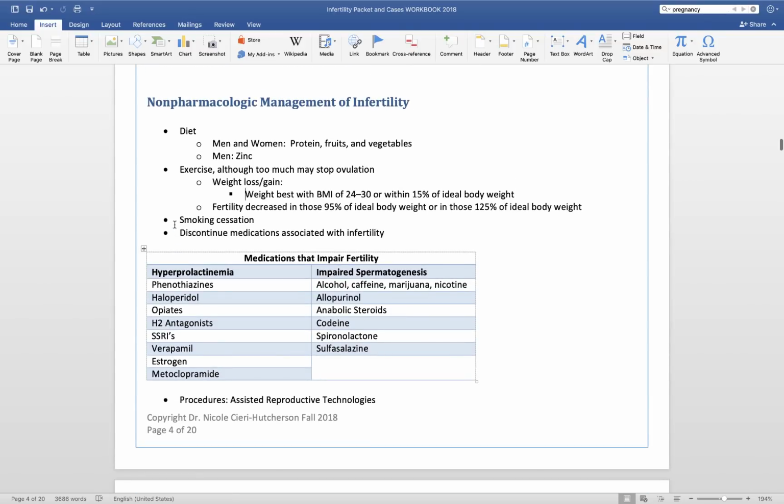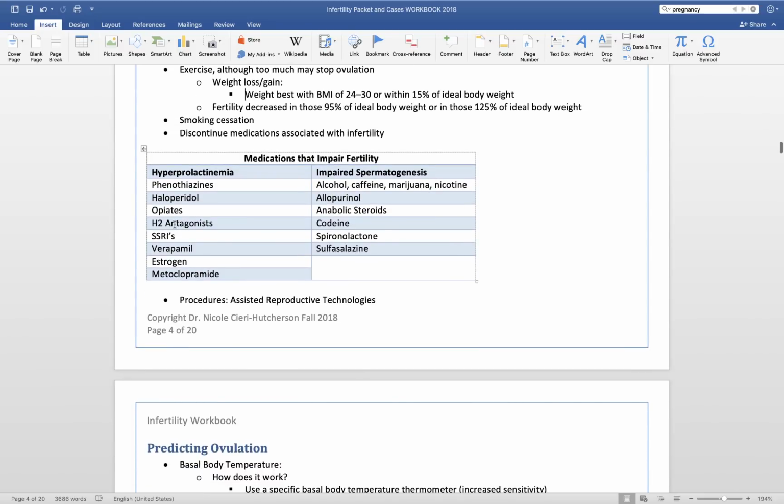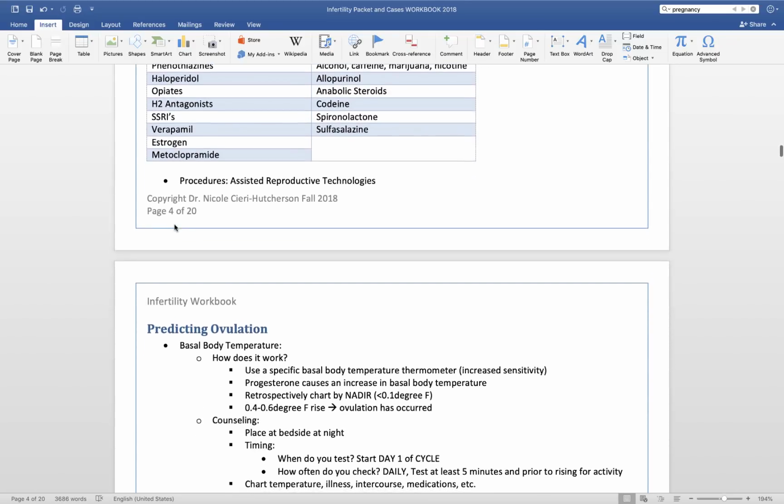And then additionally, in non-pharmacologic management of infertility are assisted reproductive technologies such as IVF, intrauterine insemination, and implantation of an egg that has been fertilized outside the woman's body. All of those fall under non-pharmacologic recommendations. And since those are a little bit out of the scope of pharmacy, we're not going to go into those in too much detail.